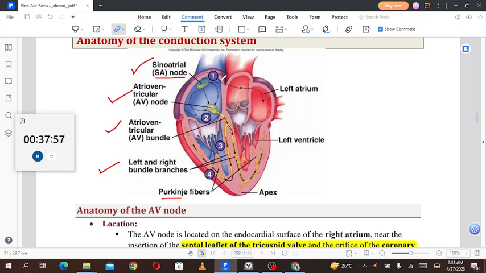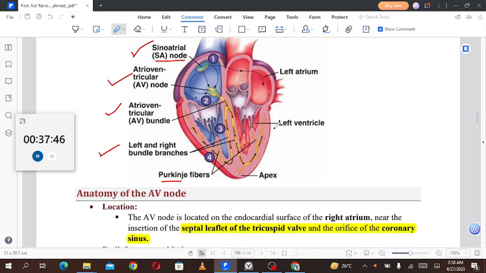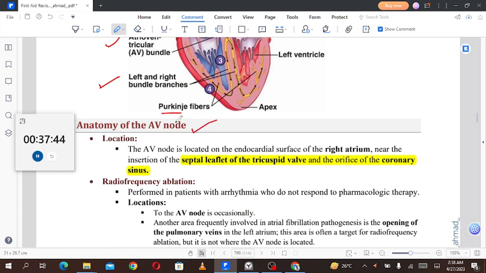So remember, the conduction system is originating in the right atrium. The SA node is in the right atrium, the AV node is in the right atrium, then the conduction pathway is in the interventricular septum, and then the right and left bundle branches will move towards the ventricular branches. The anatomy of the AV node location.